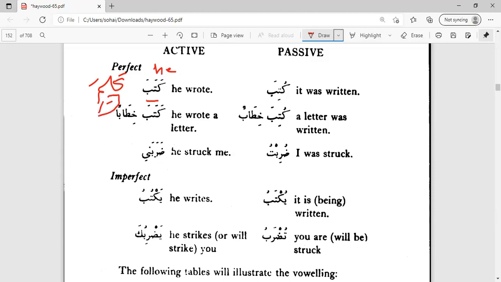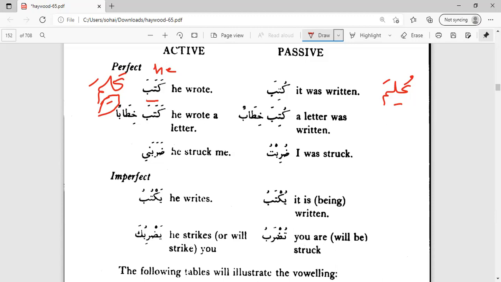But when we make this active verb, okay? He knows, or he knew. However, when you make it passive, it's the same scale for all of them. The first letter will have dhamma. When we say first letter, we mean the first root letter will have dhamma, and then the second root letter will have kasra. Uli ma. It was known.